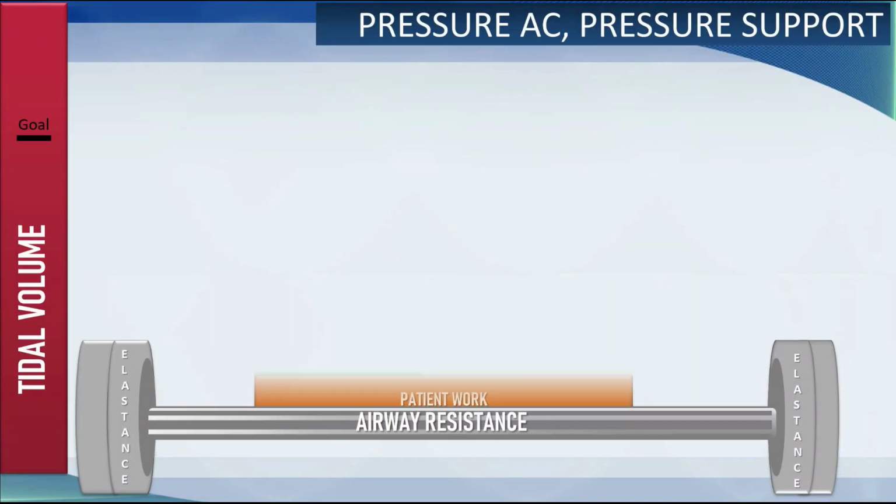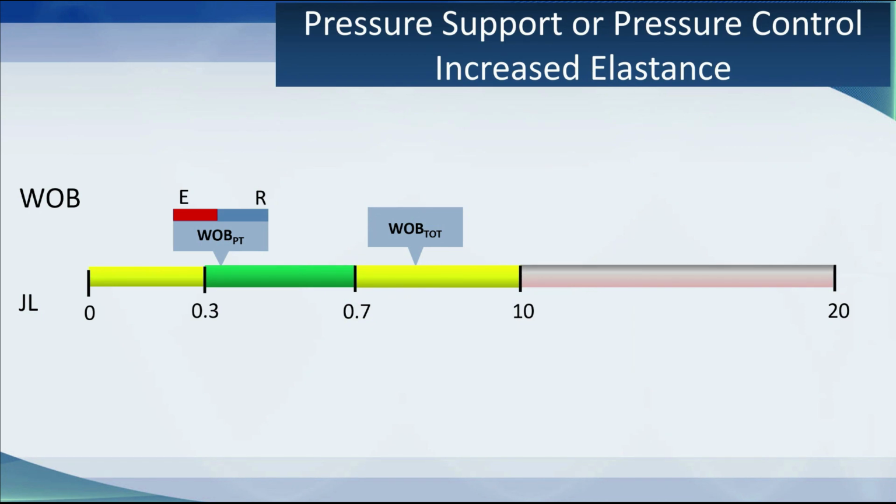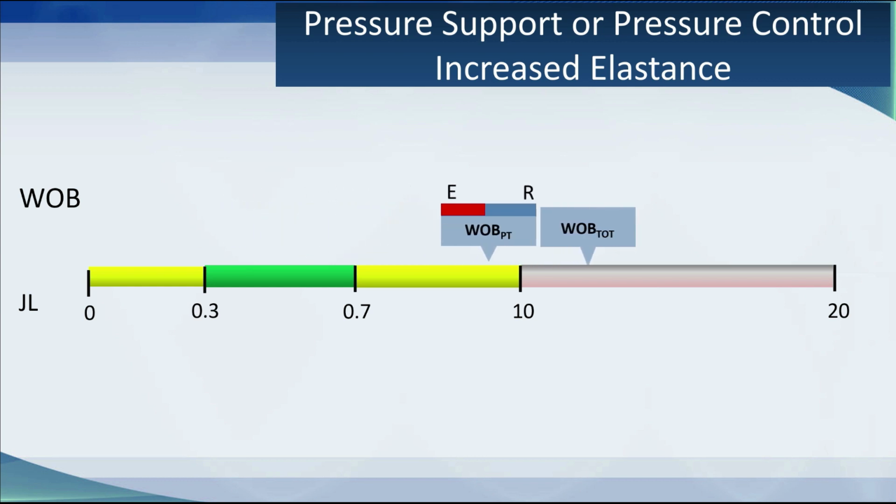If there is an increase in elastance in pressure support or pressure control, then the ventilator work is fixed and the tidal volume falls irrespective of patient effort. Let's put this on the work of breathing bar. In the starting position on pressure support or pressure control, the patient is very comfortable and they're working a little bit anyway as part of the total work of breathing. But if elastance increases, then because the level of support has been locked in, any increase in the work of breathing is incurred by the patient. And then they become distressed, manifesting rapid shallow breathing.